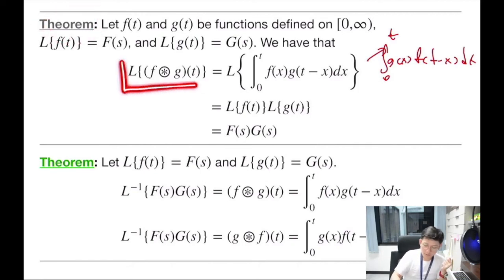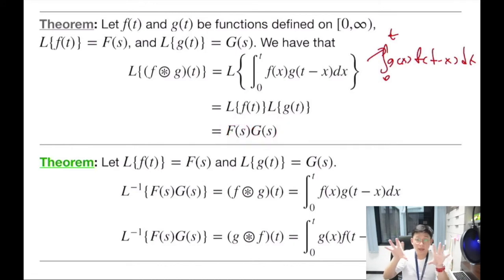So that's the theorem that we have: the Laplace transform of the convolution is just the multiplication of the Laplace transform of each of them. Okay, that's quite convenient, right? If you need to find the Laplace transform of the convolution of f and g, you just need to find the Laplace transform of f times the Laplace transform of g, right? We did that before.